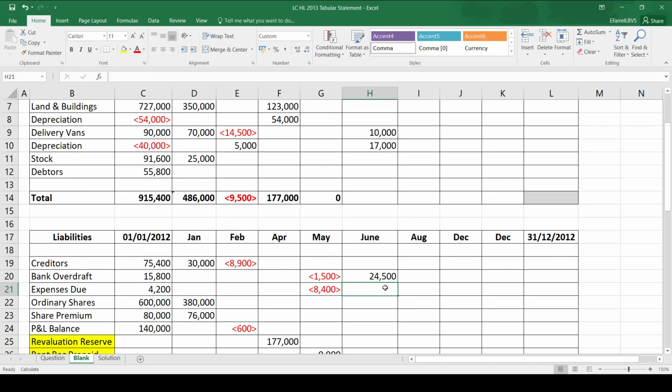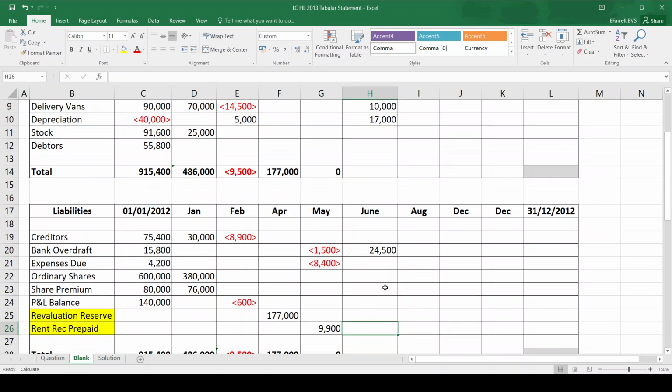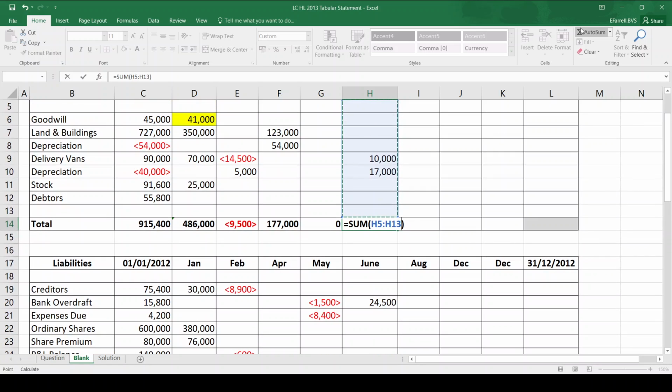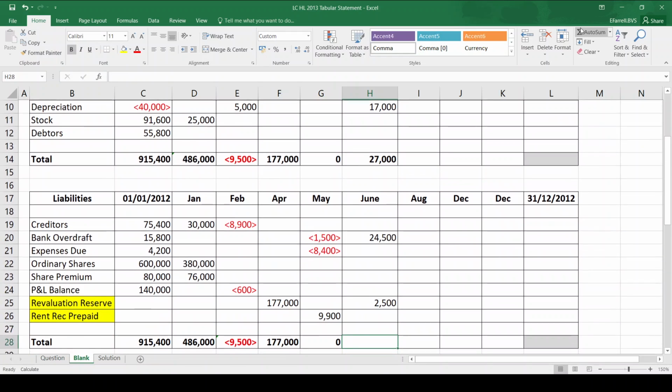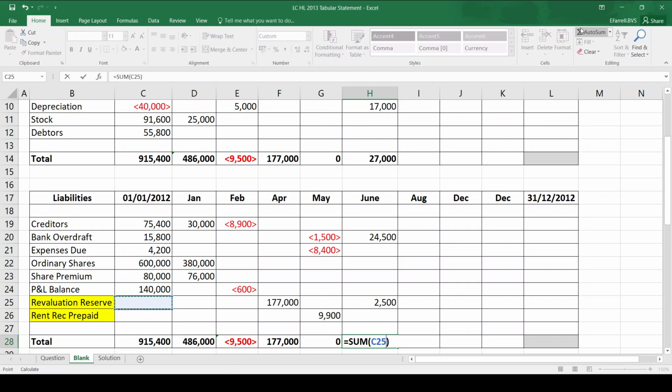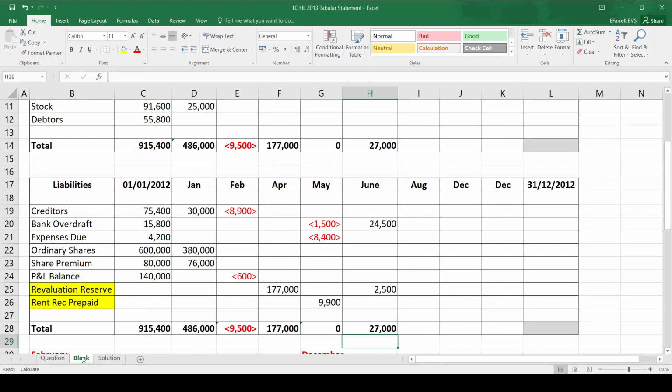And as shown in the workings below, we made a profit of 2,500 when we got rid of the initial van. So profit is going to go up by 2,500. Now I'm just going to total these. So first of all, I'm going to total the assets for June, which come to 27,000. I'm going to total the liabilities for June, and they also should come to 27,000.